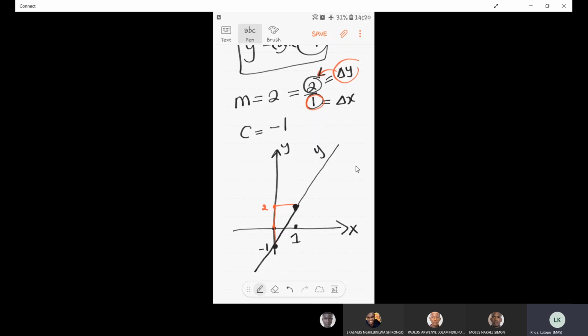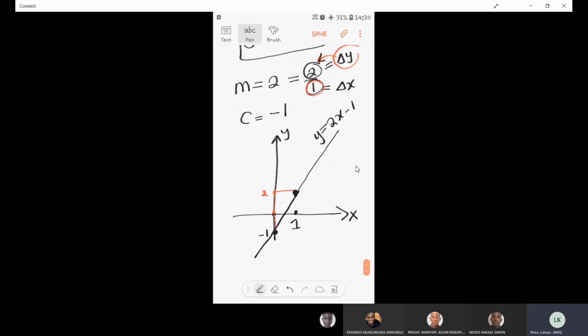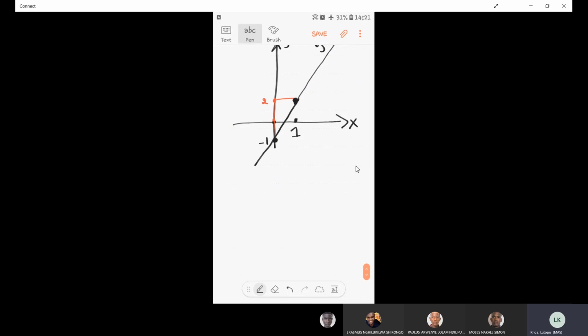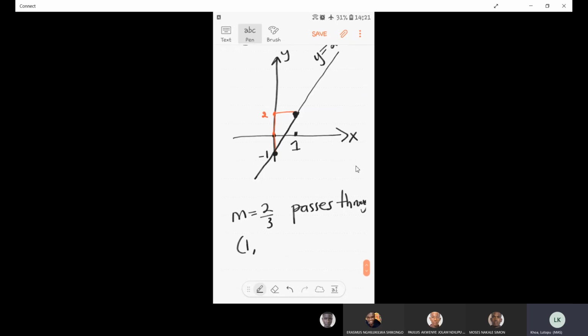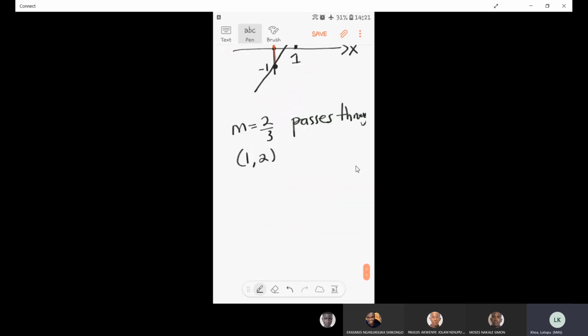Y is equal to 2x minus 1. Okay, look at another example. We are told to draw a line whose gradient is 2 over 3, and then it passes through 1 comma 2. So here we'll use the gradient point method.